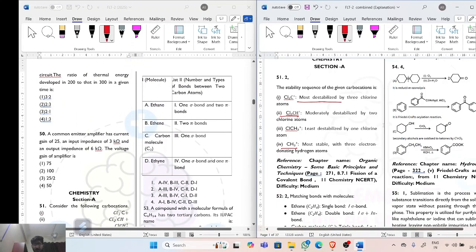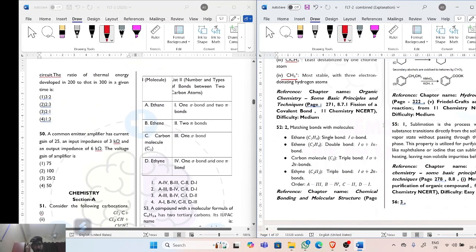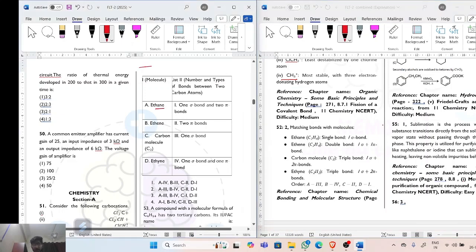Now question number 52. We are given the molecule and we have to match. First of all, ethane. From "ane" you can clearly say it will be a single bond. In a single bond we have just one sigma bond and no pi bond. So the answer will be one sigma bond and zero pi bond. So one sigma bond, this will be correct.